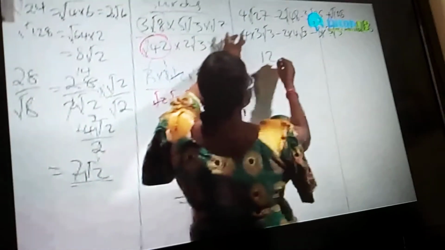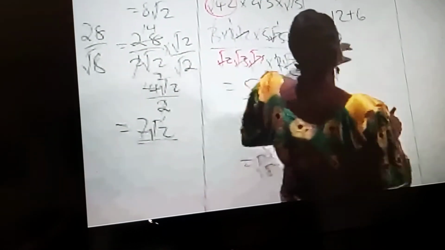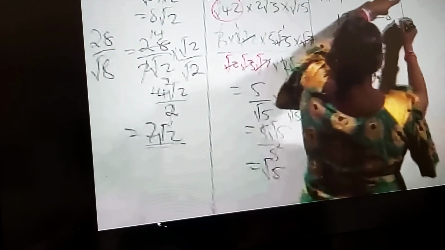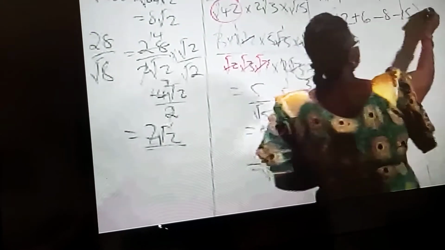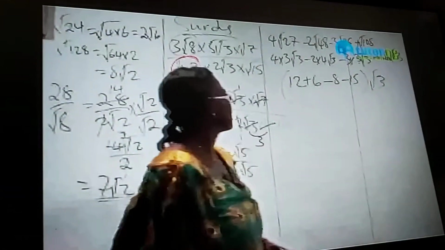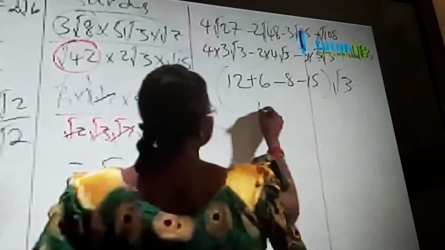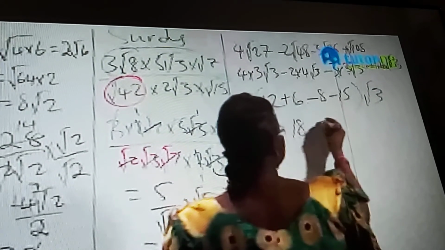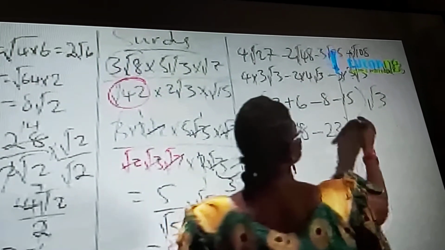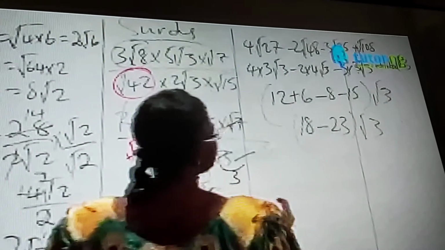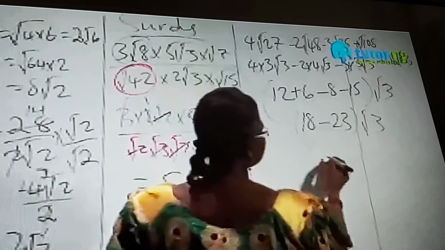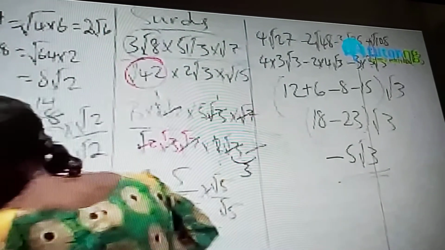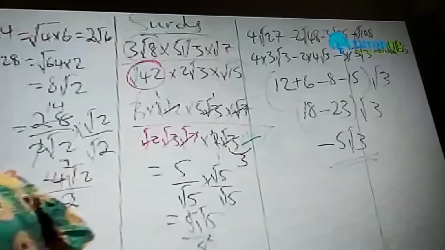Then you just collect like terms. 4 times 3, 12. Plus 6, so 18. Minus 2 times 4, 8. Minus 3 times 5, 15. All of root 3. Collect like terms. So this is 18 minus 8 plus 15, that's 23. So 18 minus 23 root 3. What would that give us? 18 minus 23 is what? Minus 5 root 3. All you are supposed to remember is collect like terms.